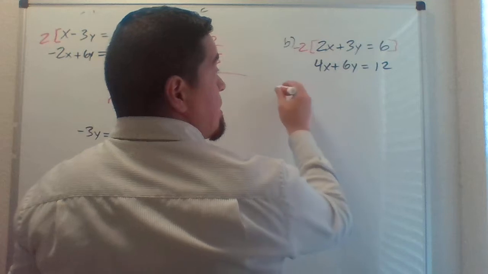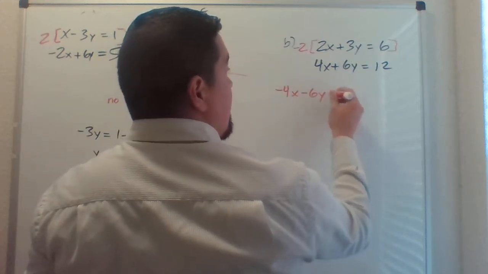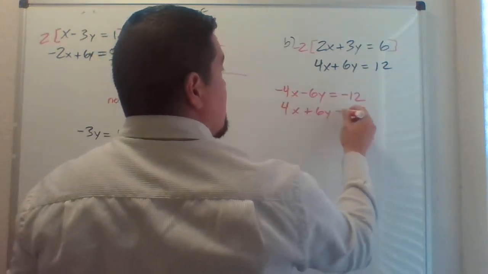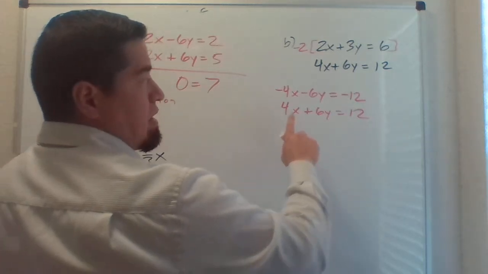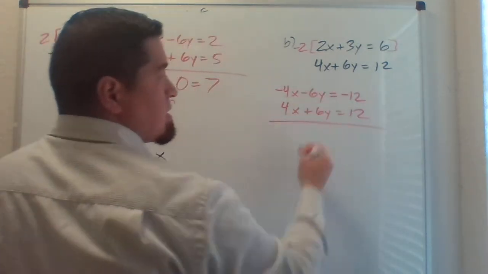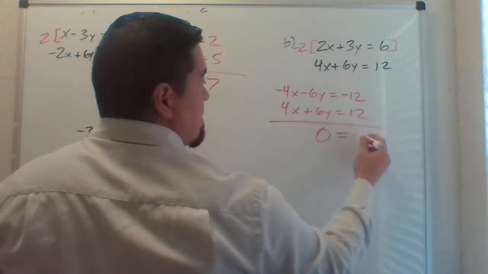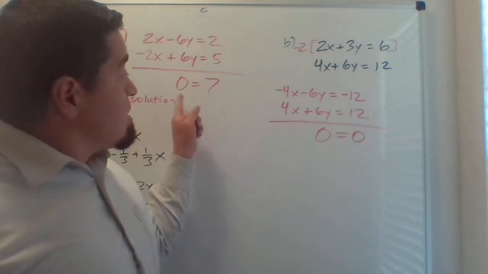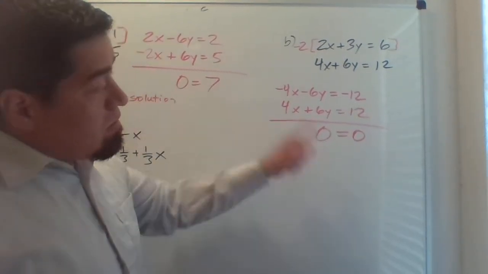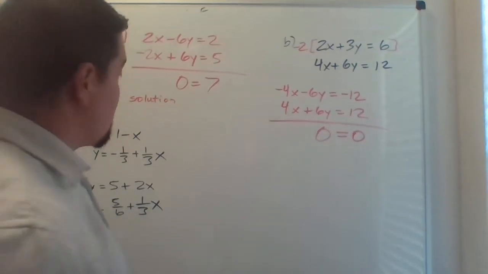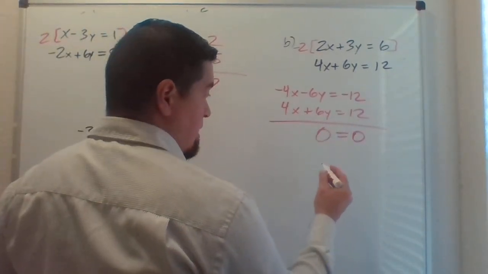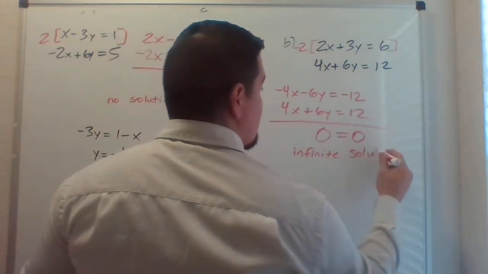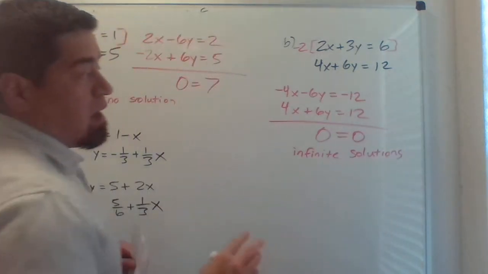So this is going to be negative 4x minus 6y equals negative 12, and then I'm going to copy this one right underneath that. And then you're going to notice, hey, it's kind of like what we saw earlier. That's 0, that's 0, and then even that equals 0, but it's slightly different. If you get 0 equals some number, that's no solution. But if you get 0 equals 0, what does that mean? Well, I'll just tell you, and then we'll talk about it. It means infinite solutions. And then you'd be done.